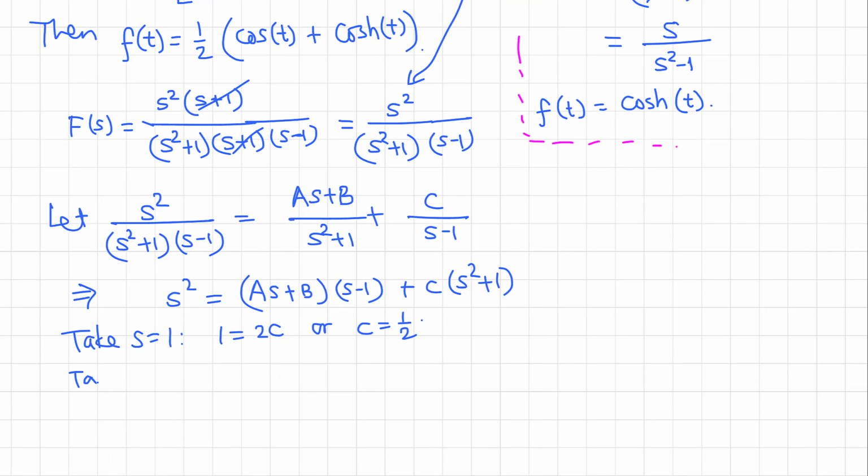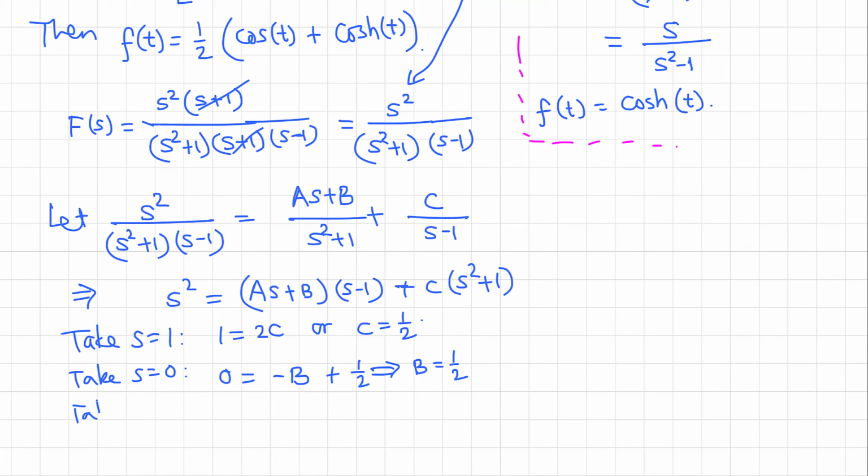Let's take s equals 0. So this is 0 squared, 0, equals a times 0 plus b times 0 minus 1, negative 1. So negative b plus c, c is 1/2, times s is 0, we are taking 0 squared plus 1, just 1. 1 times c is just c, which is 1/2. So negative b plus 1/2 equals 0. Add b to both sides, so b equals 1/2. Now 2 out of 3 values known.